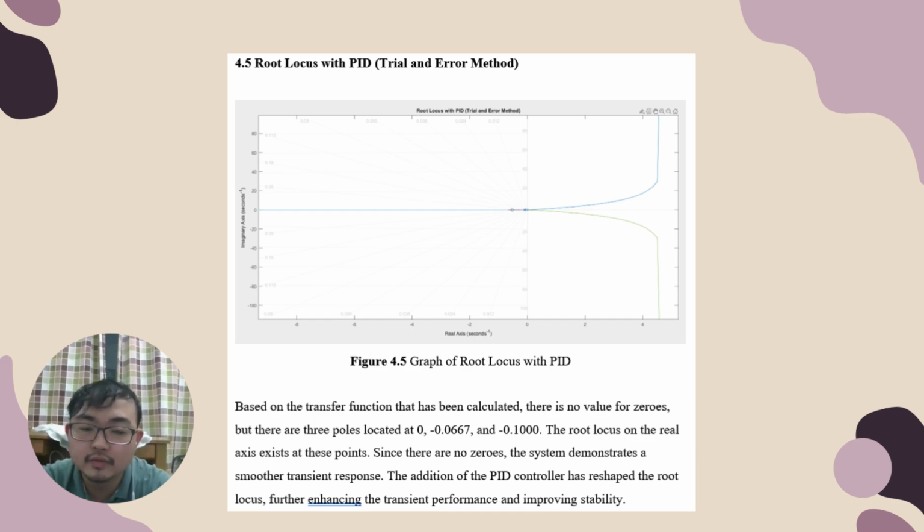Figure 4.5 is a graph of the root locus with PID. Based on the transfer function that has been calculated, there is no value for zeros, but there are three poles located at 0, negative 0.0667, and negative 0.1. The root locus on the real axis exists at this point. Since there are no zeros, the system demonstrates a smooth transient response. The addition of the PID control has reshaped the root locus, further enhancing the transient performance and improving stability.